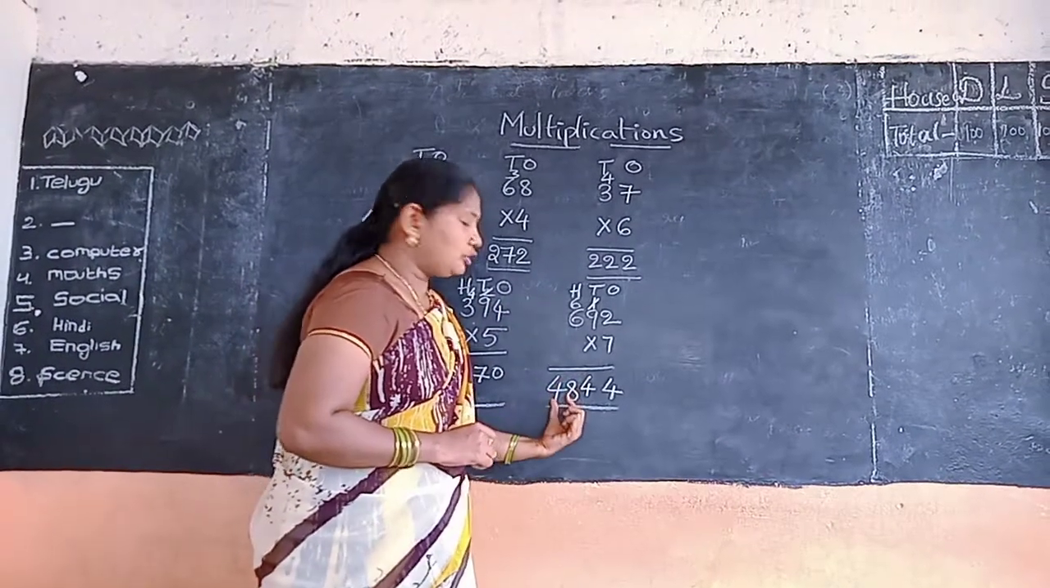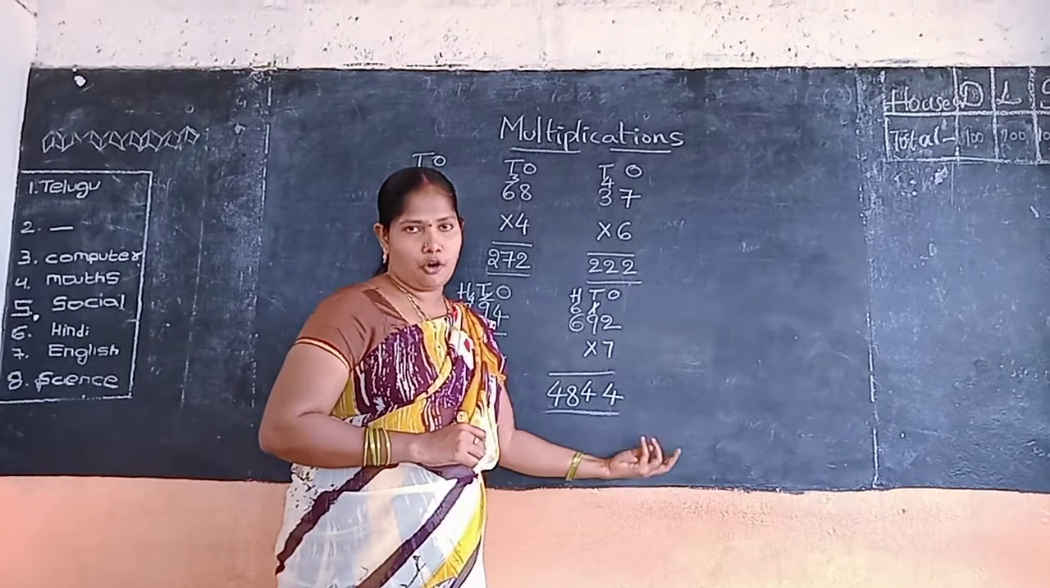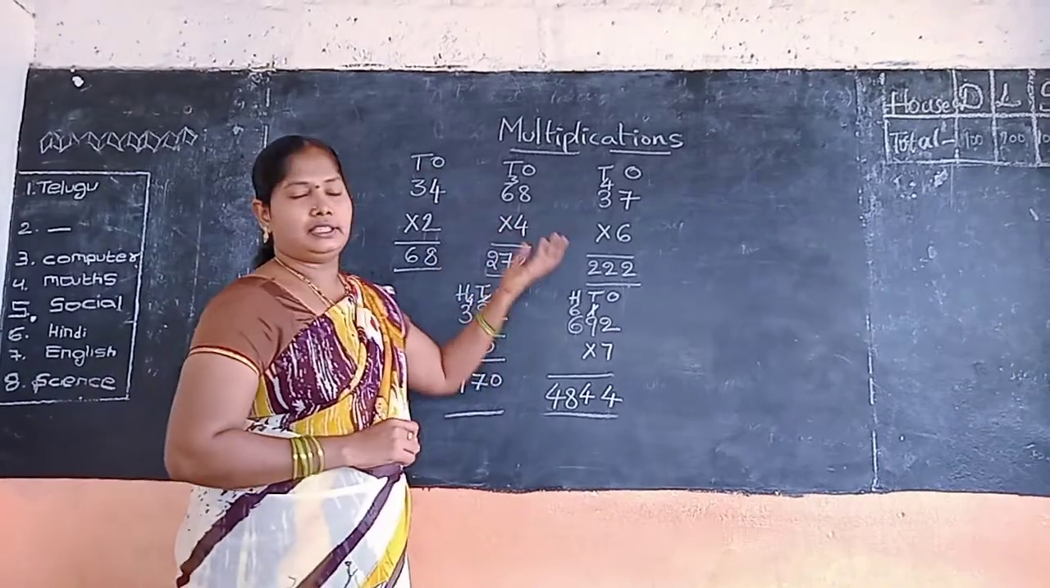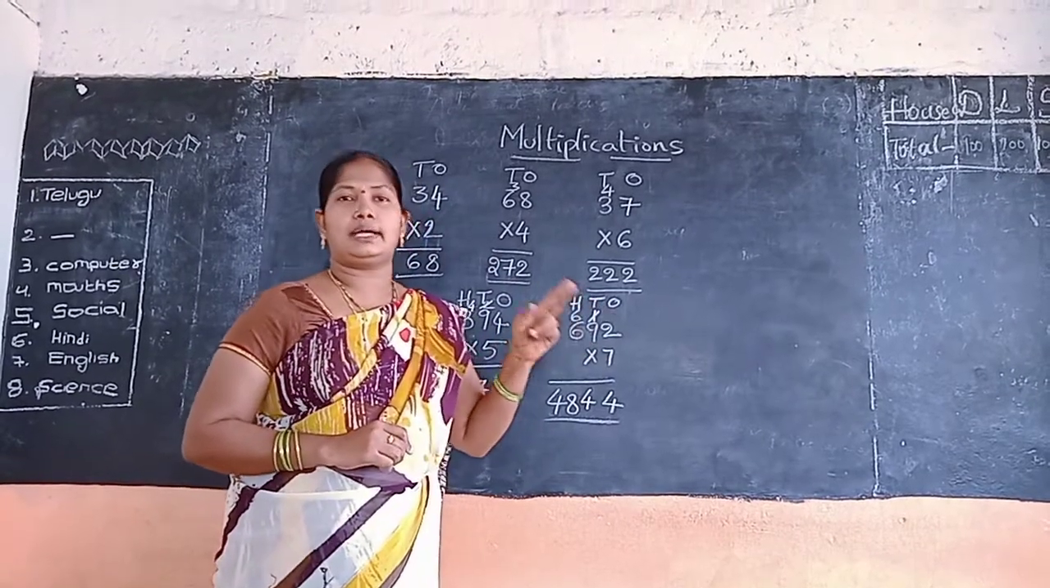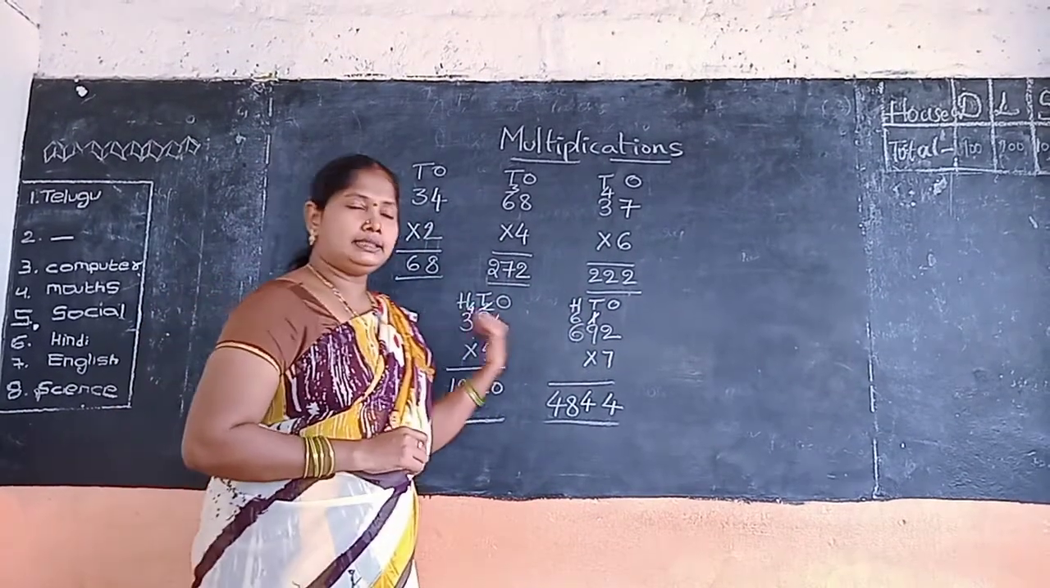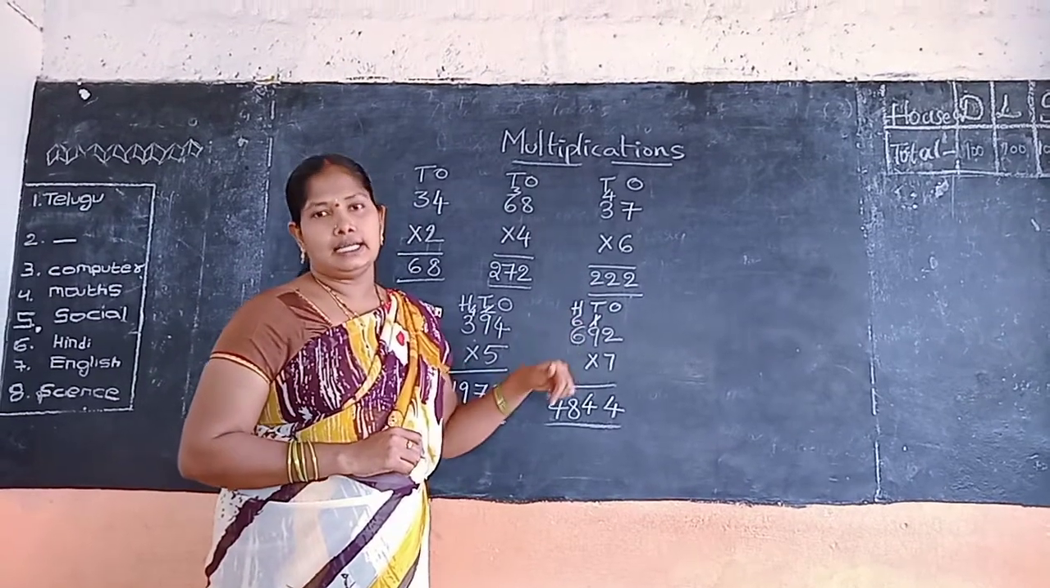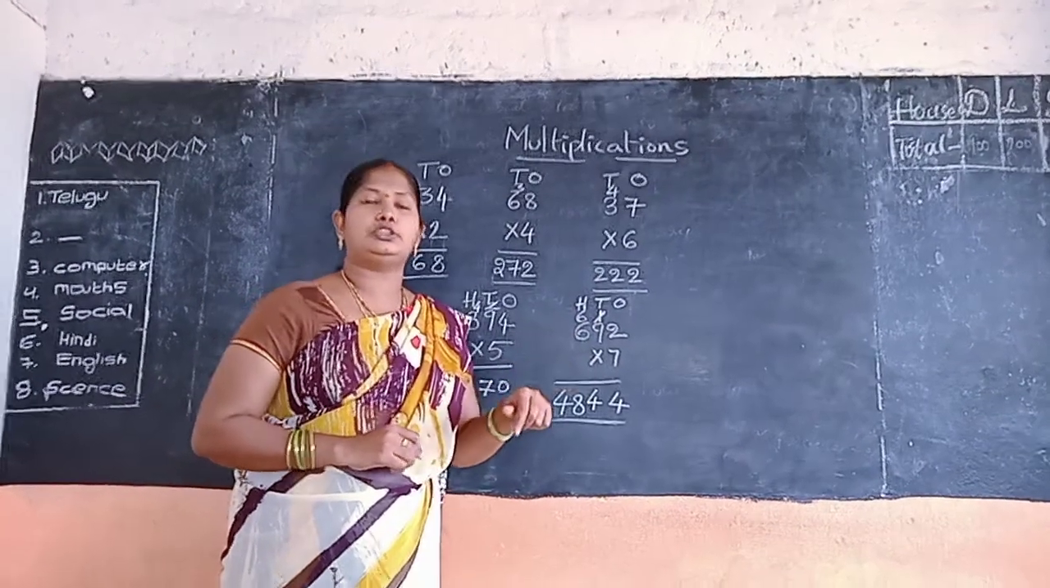Sorry, 4844. This is multiplication with a 2-digit number and a single-digit number, and a 3-digit number with a single-digit number. Do you understand, students?